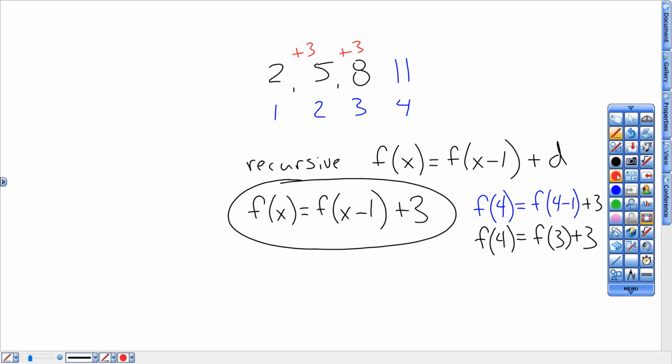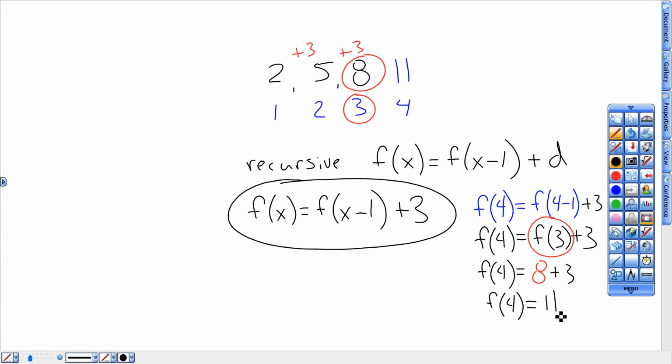At this point, we pop this f of 3 out of here with what it really is. The third term is 8. So I pop that f of 3 out of there and I put the actual numeric term, the third term in the sequence, which is really the number 8. And then that plus 3 gives me the fourth term, which we already know is 11. We're going to be looking at weird function notation, recursive formula, common difference, slope.